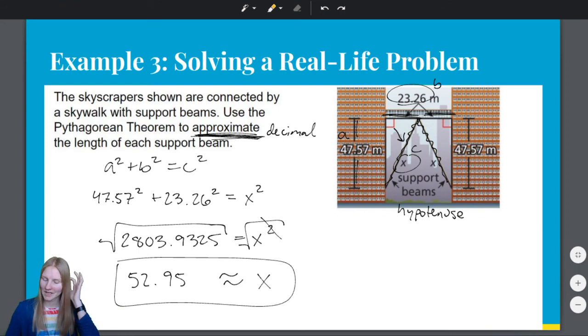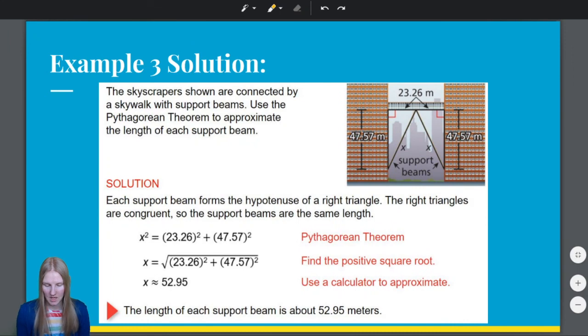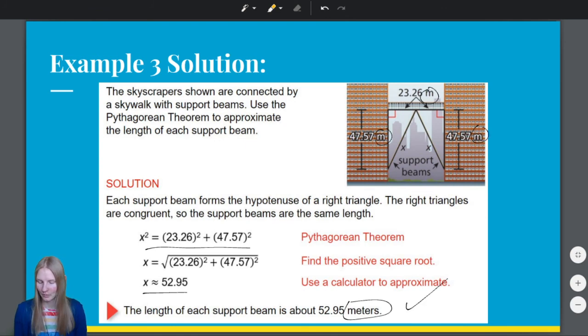Yay! Let's check and see if we were correct. A squared plus b squared equals c squared. X is approximately 52.95. Oh, meters! We forgot our units. Oh my goodness. Meters, because everything else was in meters as well. Woohoo! We were correct.